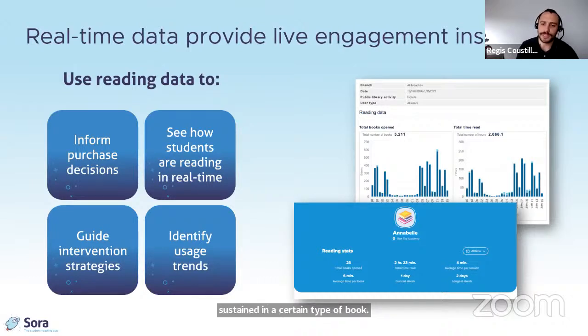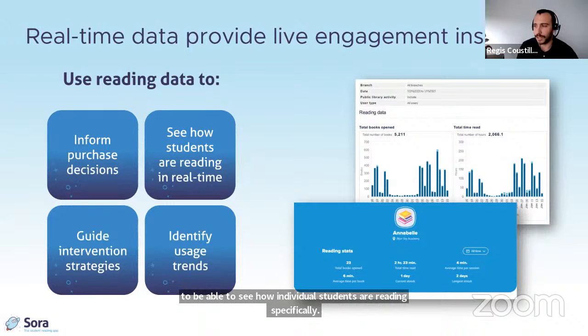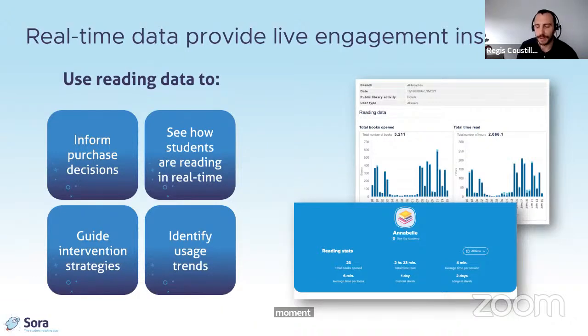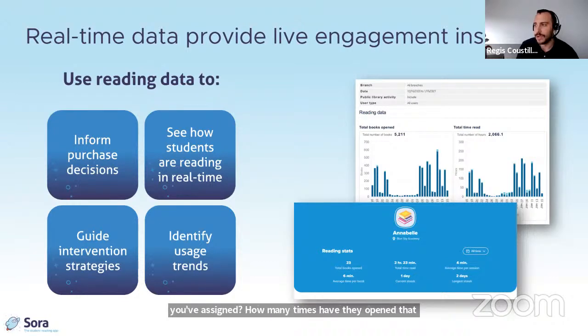You're also going to be able to see how individual students are reading, specifically if you assign books in your classroom or for your curriculum. If you assign books, you can see right down to, at a given moment, how far has a student made it through that book that you've assigned? How many times have they opened that book? So it's going to really give you that insight to know, okay, this student really is engaging with the book, whereas maybe this student has not been reading it, has not looked at it. It's going to let you guide intervention strategies.